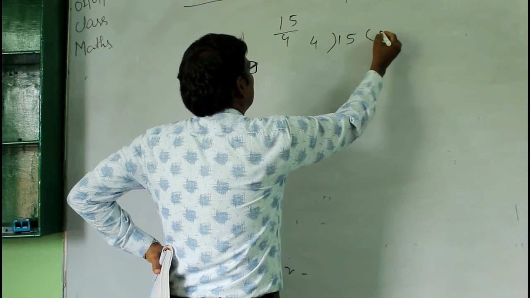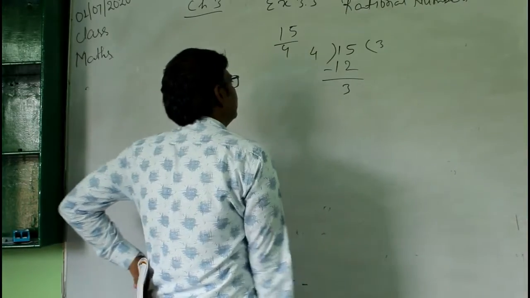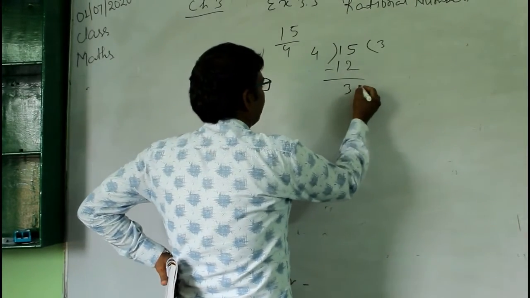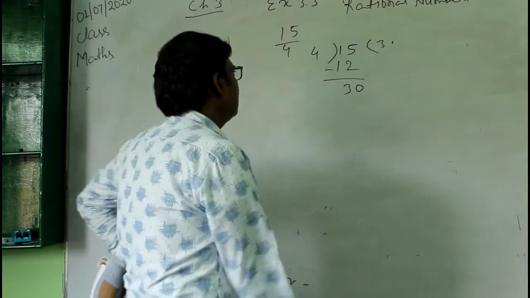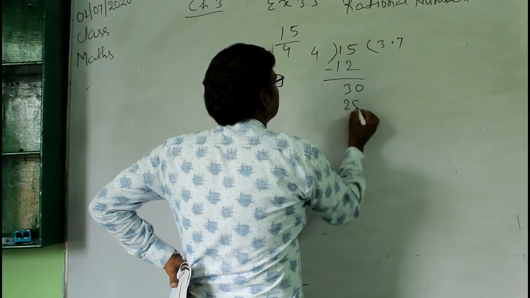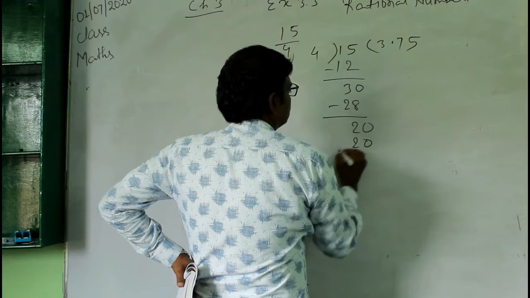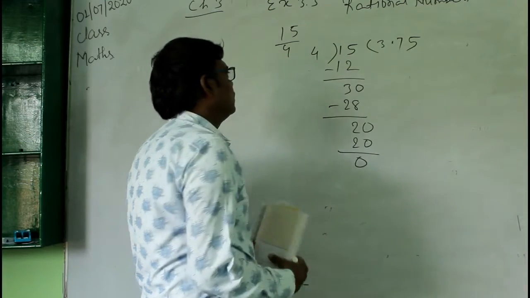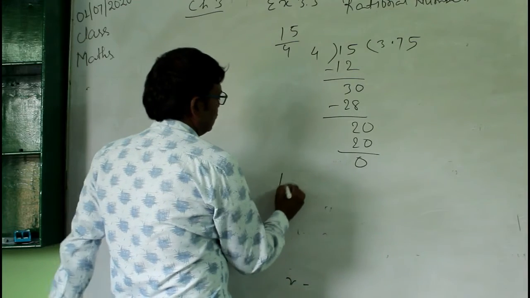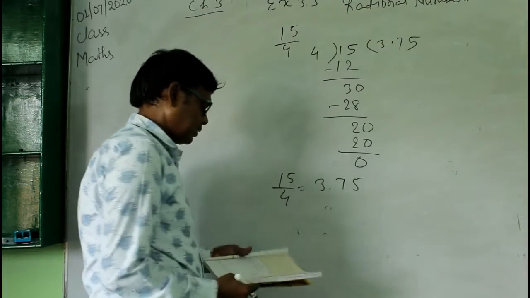4 4s are 16, and 4 3s are 12. So write 12 and 3. Now what next? Now here you will write 0, then put the point here. Then 4 7s are 28, and minus, then 2 here and 0. 4 5s are 20. So the remainder is 0. And therefore the answer is 3.75. So you will write 15 by 4 as 3.75. This is the answer.